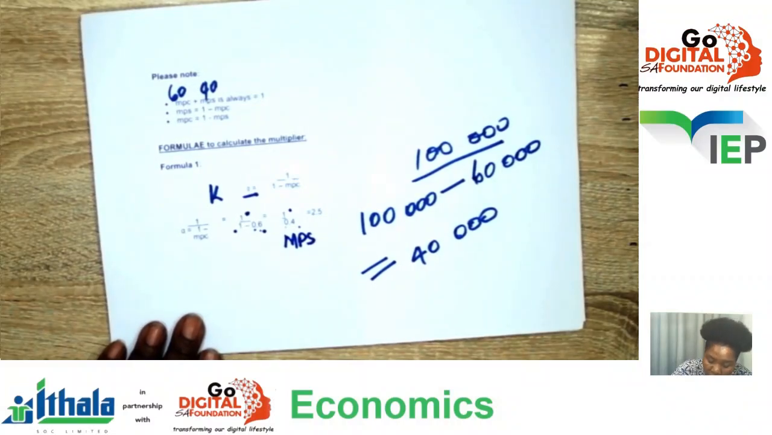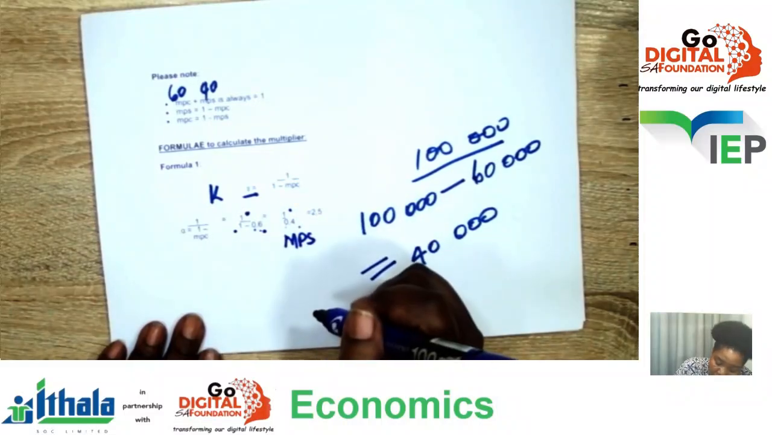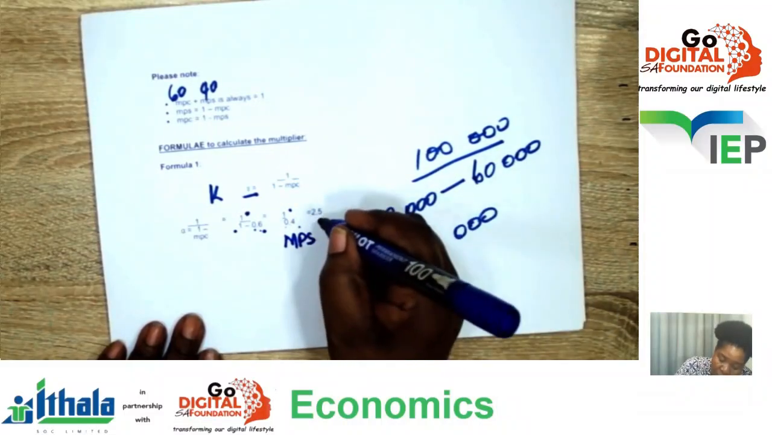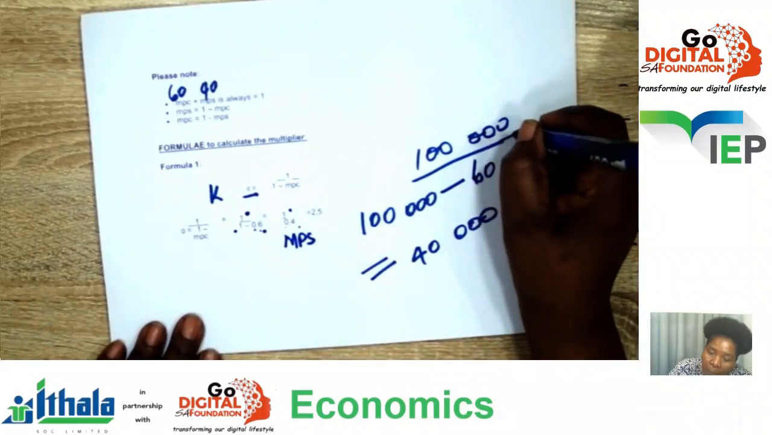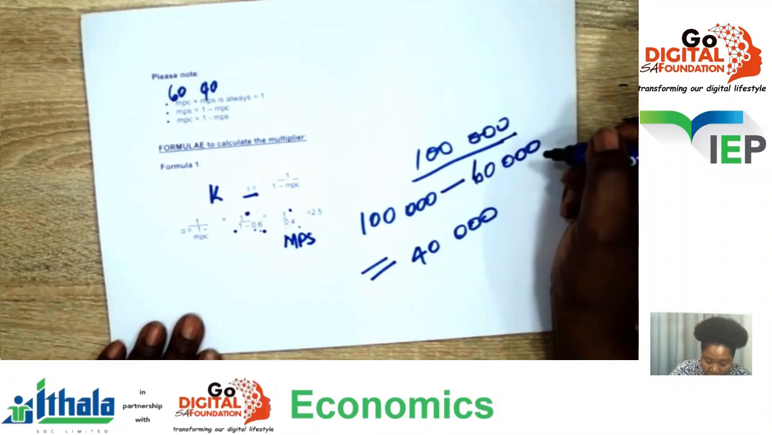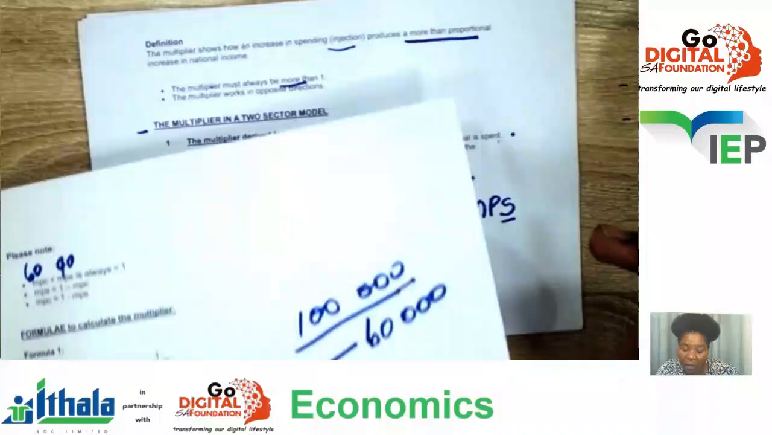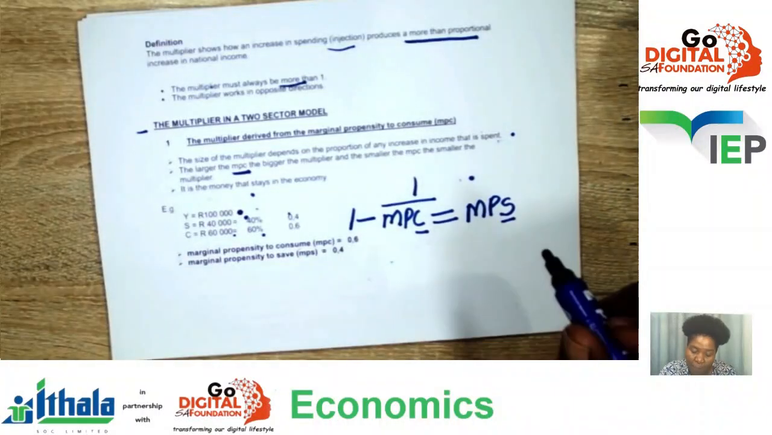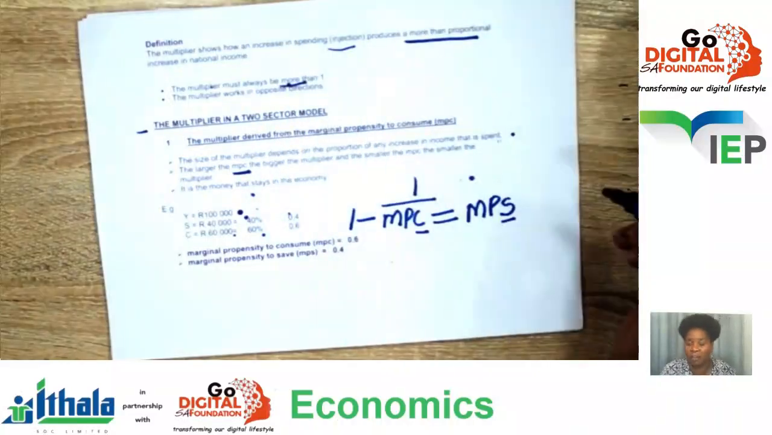Then, if you take your calculator now and take this 1 divided by 0.4, you realize that you have multiplied this 100,000 more than twice, which is what I told you at the beginning. I said, whenever you invest, you should invest in a business that will give you more than what you have invested.